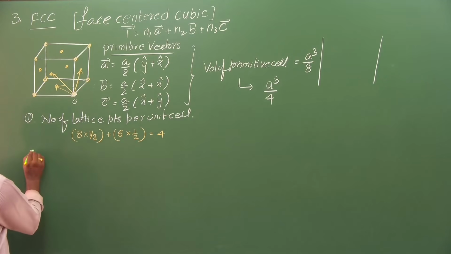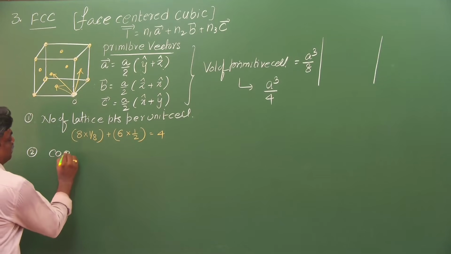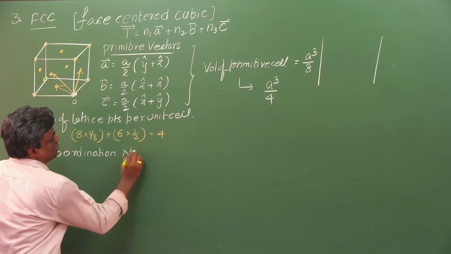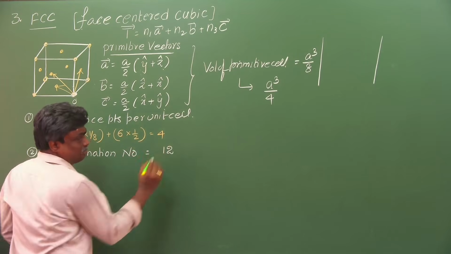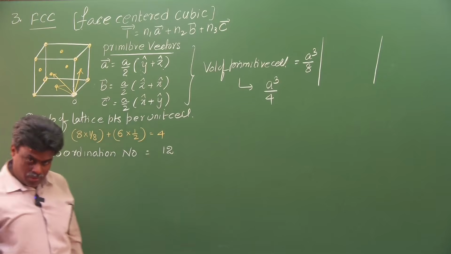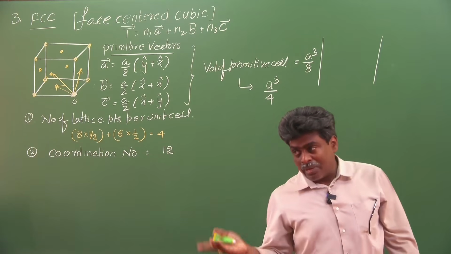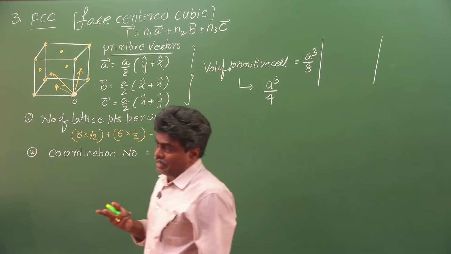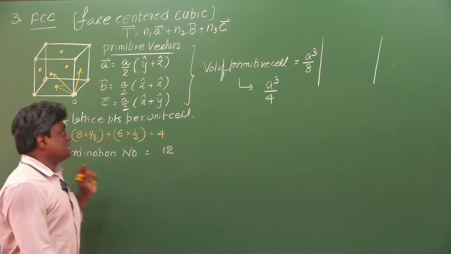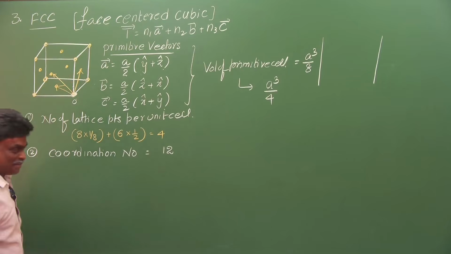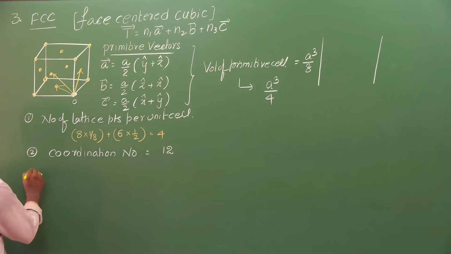Good. Second one, coordination number. Anybody knows what is the coordination number? 12. Coordination number for FCC 12. Simple cubic 6. BCC 8. You are forgetting. BCC 8. FCC 12. You draw and check how it is 12. Not now. Next, third one.